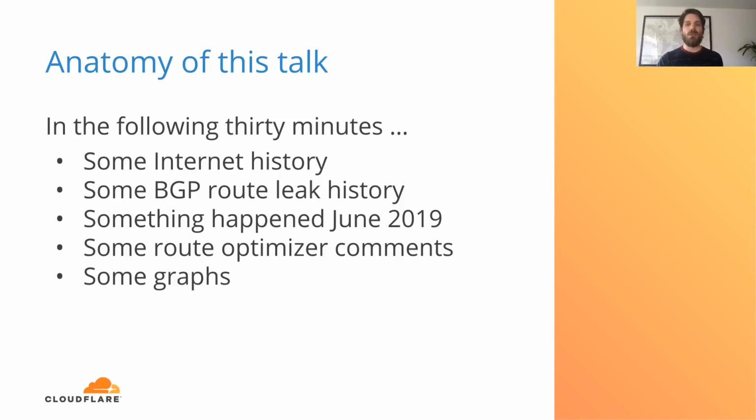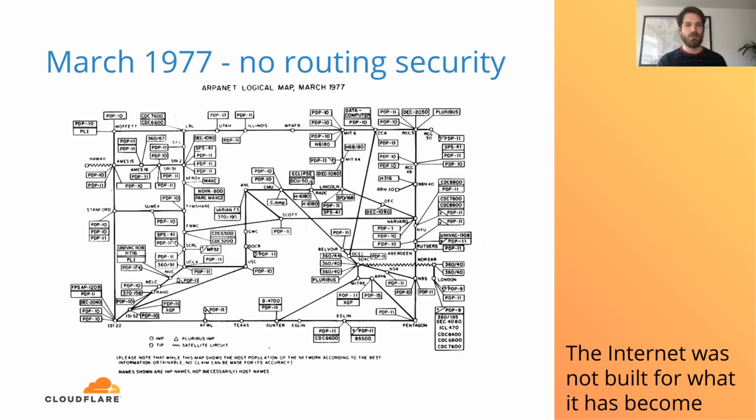So what will I be talking about today? First of all, we'll dive into some internet history so we better understand where we're coming from. Then I'll also dig into some BGP route leaks that happened before. And after that, we'll dig into the main part of this presentation, which is the route leak that happened in June 2019. Furthermore, I'll have some comments on route optimizers. But the most important thing, I think, is that there will be pictures.